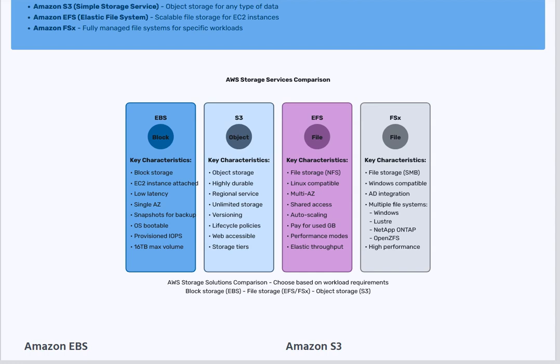So EBS, what is it mainly used for? Mainly EC2 instance attached storage. S3 is highly durable; that's not for EC2. EFS is Linux compatible, FSx is Windows compatible. EBS has low latency, S3 is a regional service, EFS is multi availability zone, and FSx has Active Directory integration.